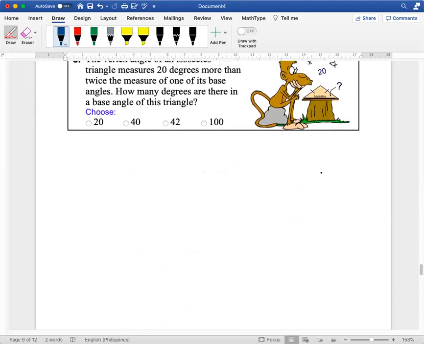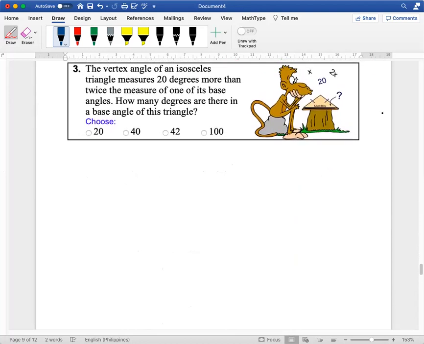Again, you can pause the video if you want to answer by yourself first. So let's answer number 3. The vertex angle of an isosceles triangle measures 20 degrees more than twice the measure of one of its base angles. So we better draw the triangle here. Let's say these are the equal or congruent sides. And of course, their opposite angles are also congruent using the isosceles triangle theorem. So let's say this is our x and this is our y. And of course, this is also y.